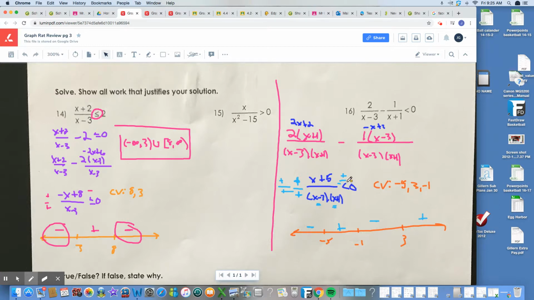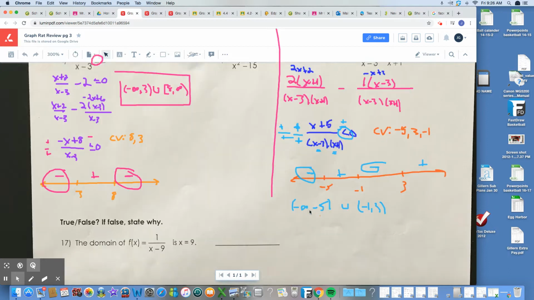We are looking for where it is less than 0. So we're looking for all the negatives. So here and here. So we have as an answer negative infinity to negative 5, union negative 1 to 3. And since it's less than, there's no equal to there, so everything gets a parentheses. And there you go.